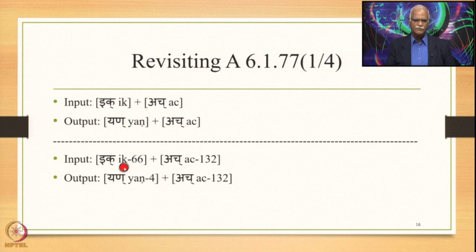The input is Ik, which are 66, plus Ach, which are 132. The output is Yan, 4 in number, plus Ach, which are 132. So there are these many combinations that are possible. One amongst 66 and one amongst 132, and the resultant form would be 1 amongst the 4, and this can be decided based on the place of articulation of this sound Ik, the substituent, and the match of it with this Yan, and 1 out of 132 remains in its place. There is no change in this. This is how 6177 can be rewritten.